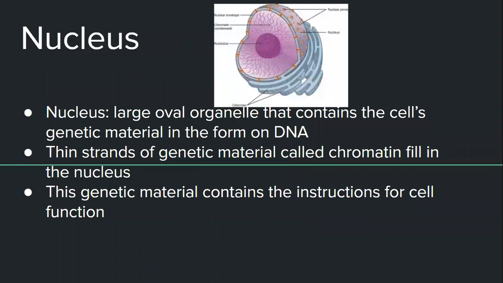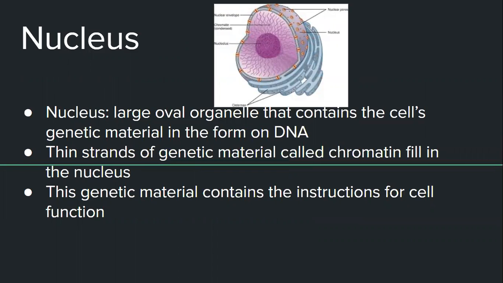The nucleus. In some cells, the nucleus is a very large oval organelle that contains the cell's genetic material in the form of DNA and controls many of the cell's activities. The nucleus is one of the largest of the cell's organelles. Remember, the nucleus is surrounded by a membrane called the nuclear envelope. Material passes into and out of the nucleus through the pores of the nuclear envelope.